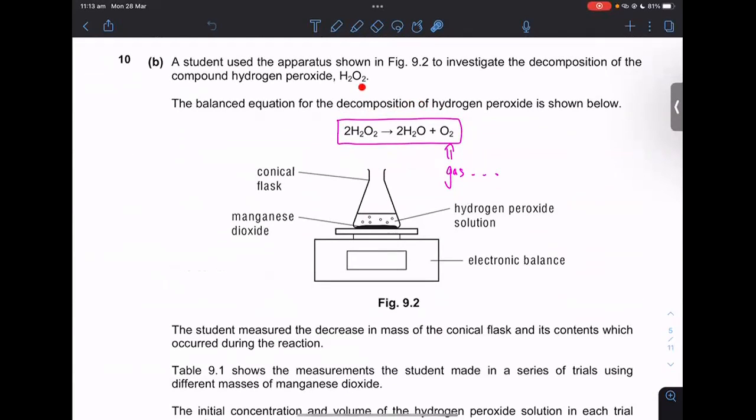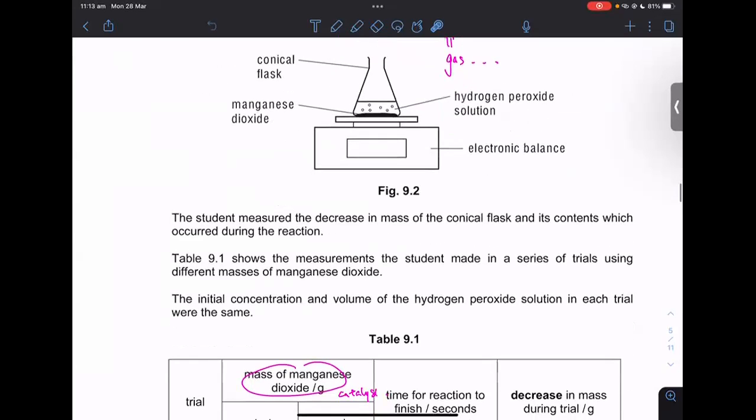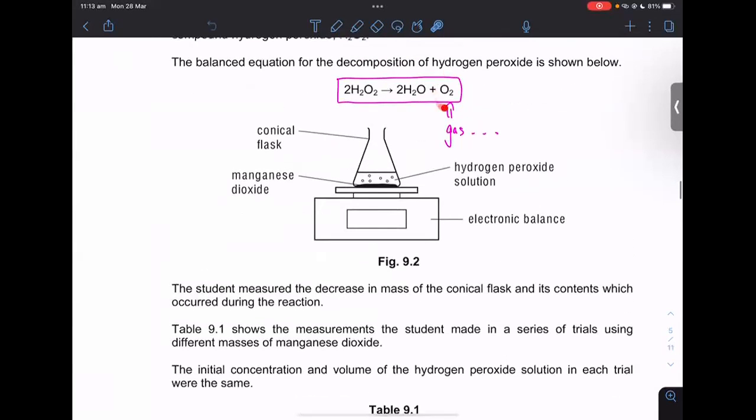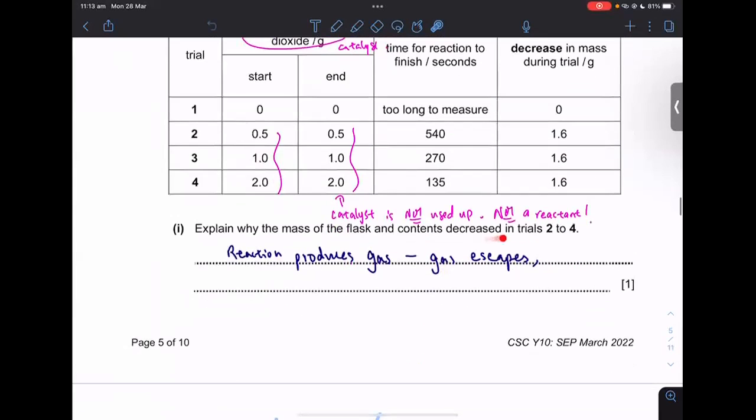This is called H2O2. There are 2 of them. They give you water and oxygen gas. There are about 21% oxygen gas in the air you're breathing in. You allow the gas to escape. You see bubbles, you allow the gas to escape. And when you do that, your mass will decrease because the gas escapes. You are losing mass. Why is the mass decreasing? Because the reaction produces gas that will escape.